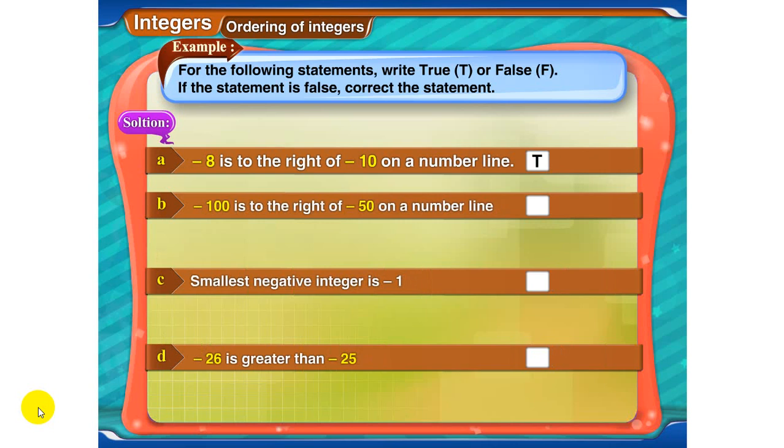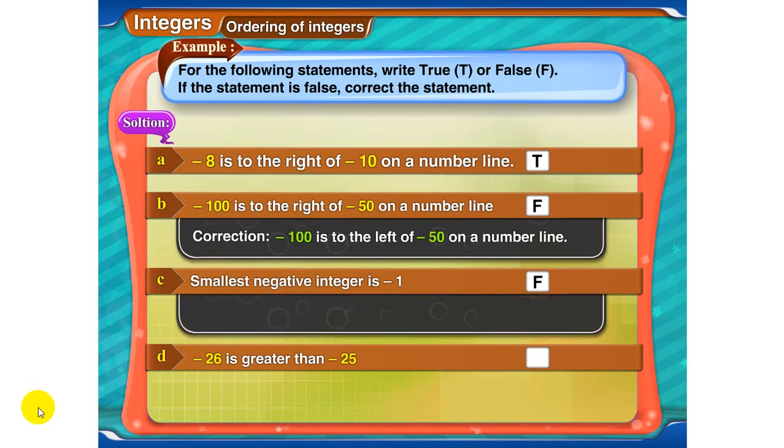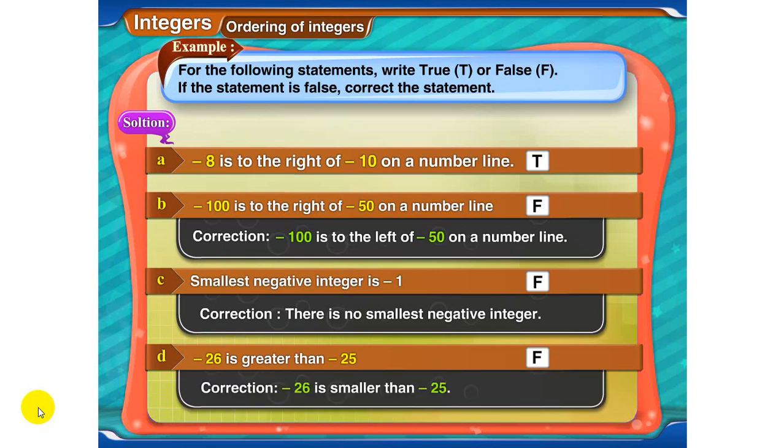Statement A is true. Statement B is false. Correction. -100 is to the left of -50 on a number line. Statement C is false. Correction. There is no smallest negative integer. Statement D is false. Correction. -26 is smaller than -25.